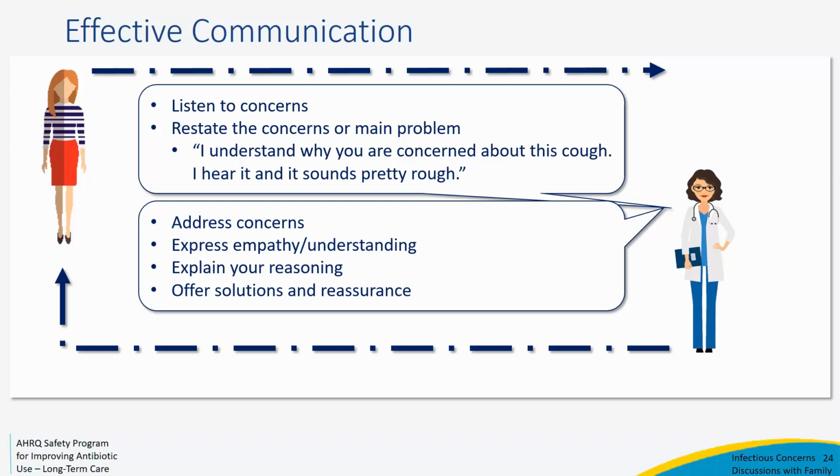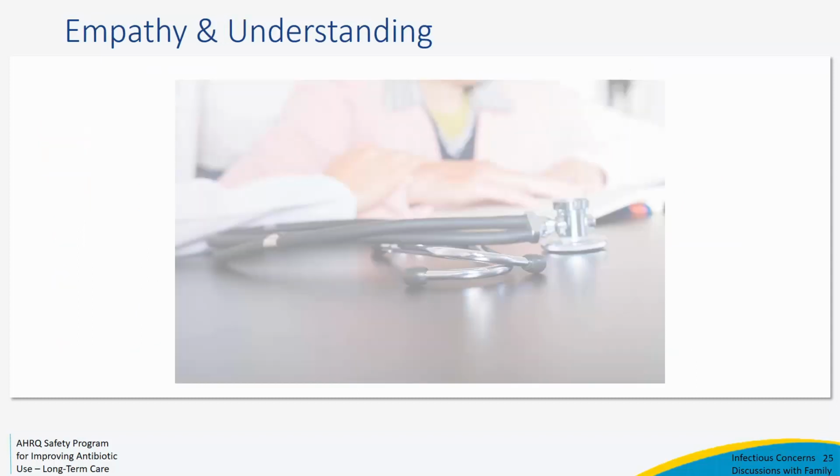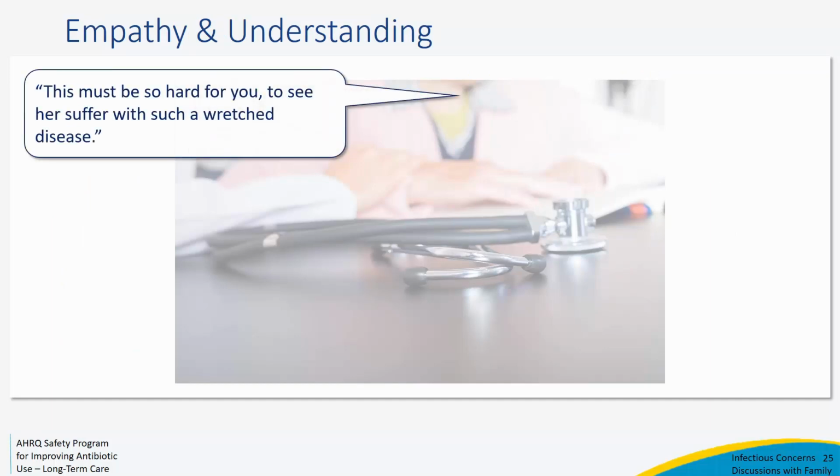Then explain your plan and reasons for that plan. Finally, offer solutions and reassurance, which may have to include revisiting the goals of care with the husband and other family members. We'll start with some empathy and understanding. Here are some types of statements to try. This must be so hard for you to see her suffer with such a wretched disease.